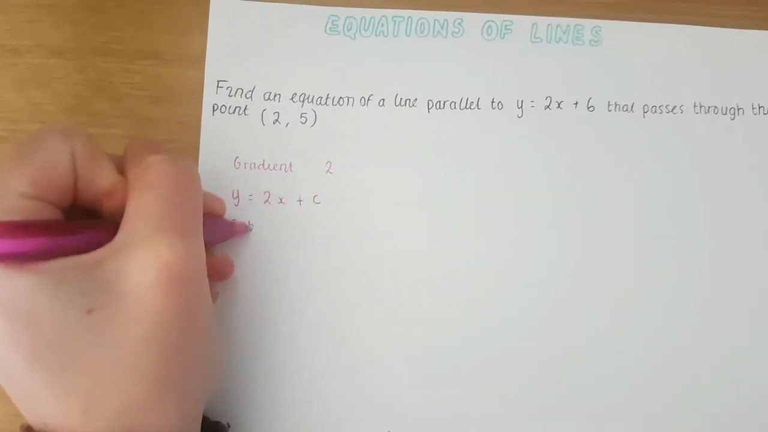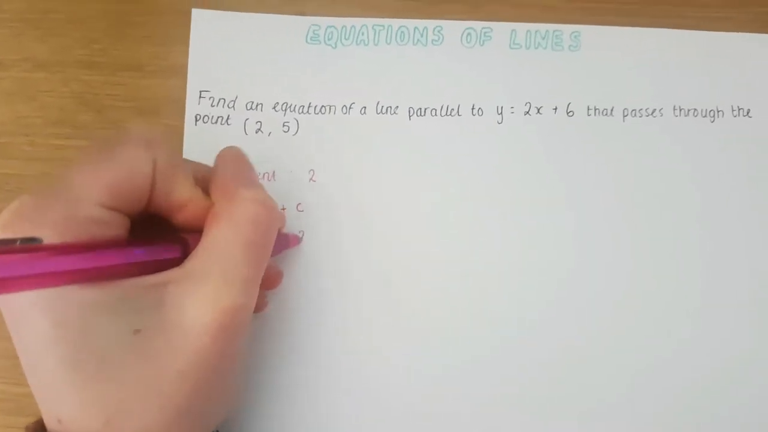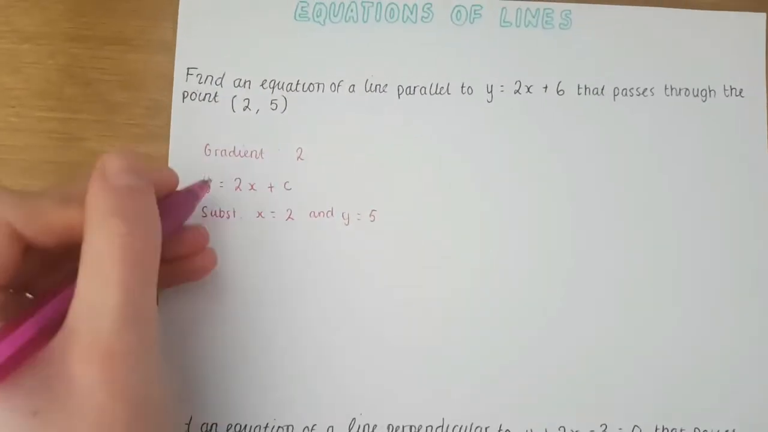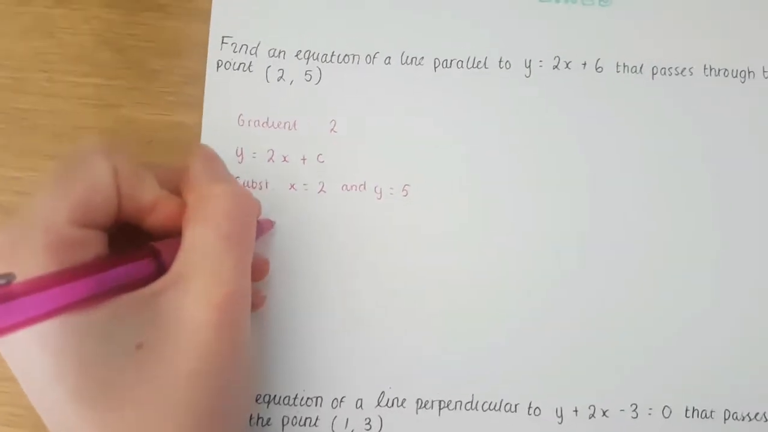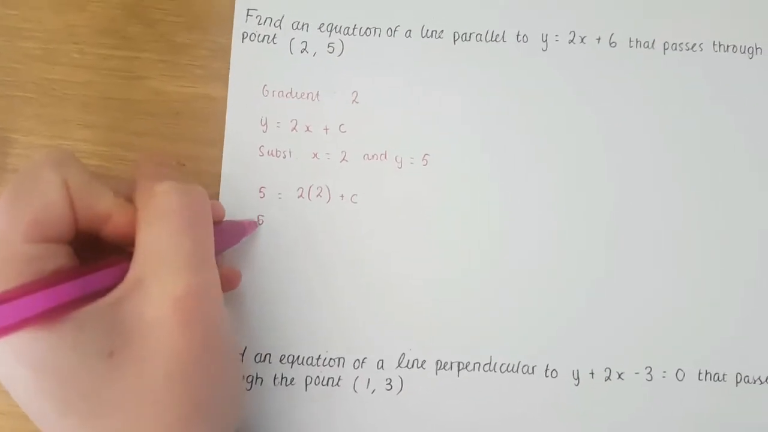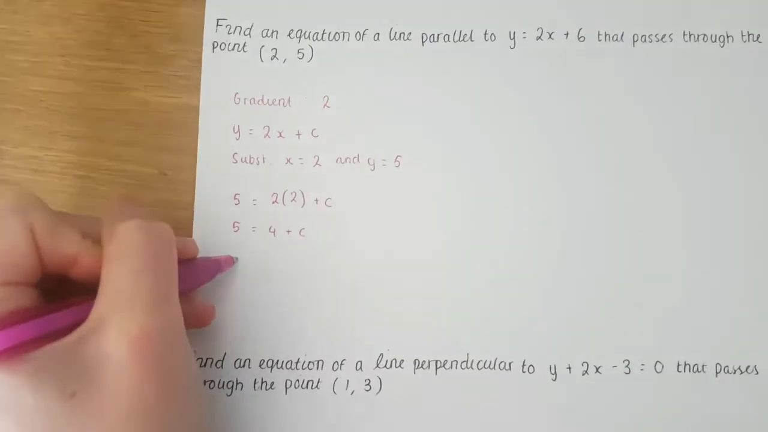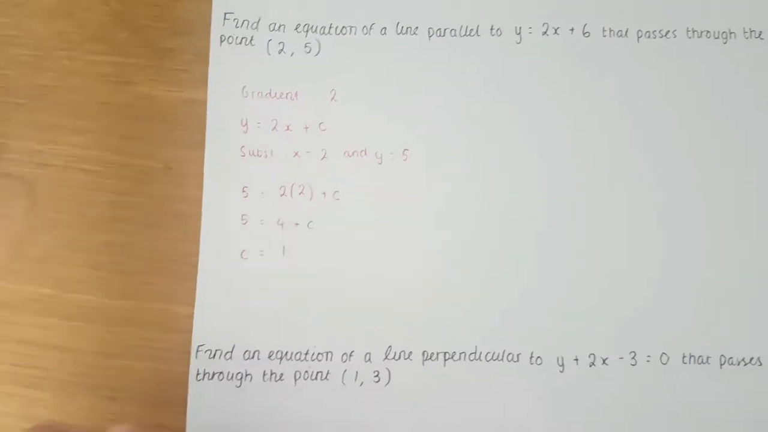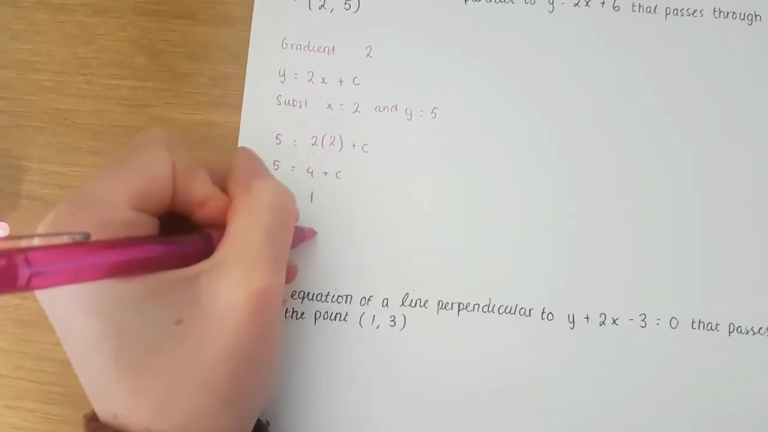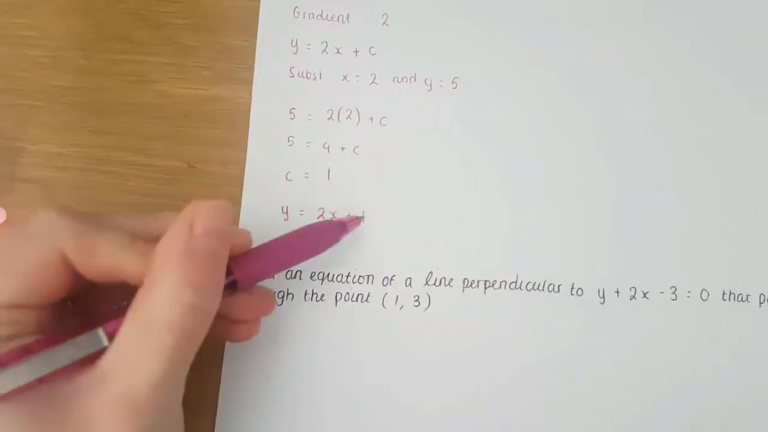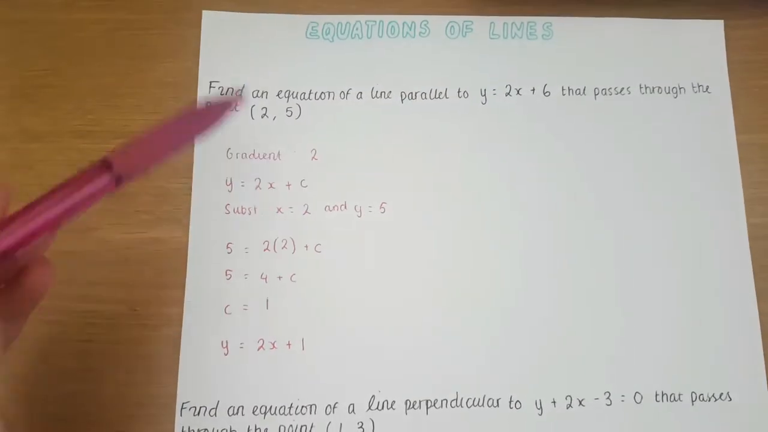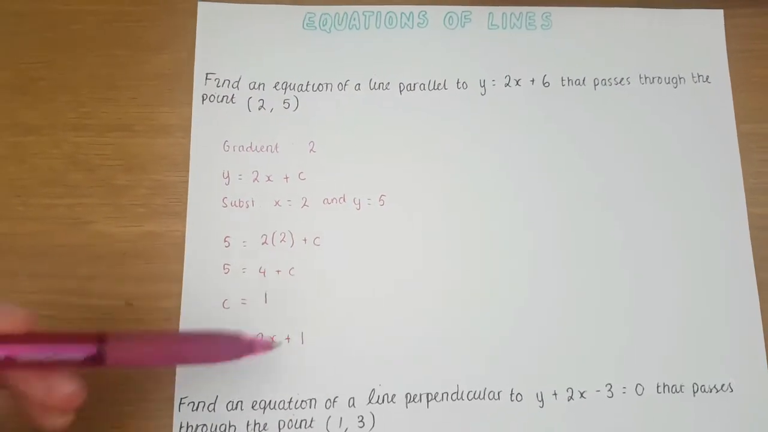So I'm going to substitute x is equal to 2 and y is equal to 5 into this equation here, so I know that 5 is equal to 2 multiplied by 2 plus c. I can evaluate this, 5 is equal to 4 plus c, and then if I rearrange, I can see c is equal to 1. Once I've got my value of c, I put this back into my equation, so y is equal to 2x plus 1. And this is the equation that's parallel to this line because it has a gradient of 2, and it also goes through this point here because both of these points go into this equation.